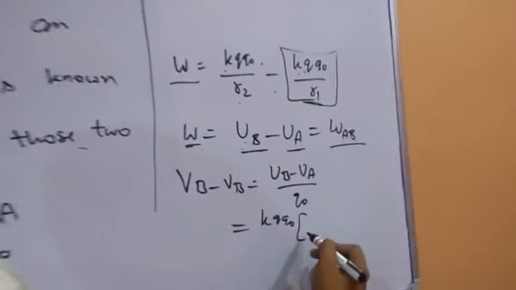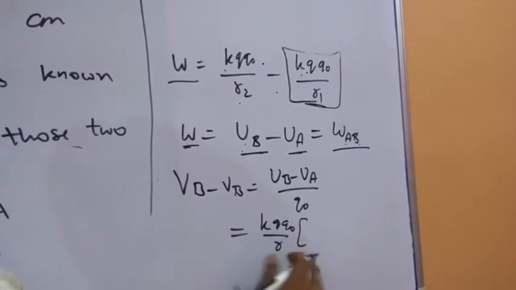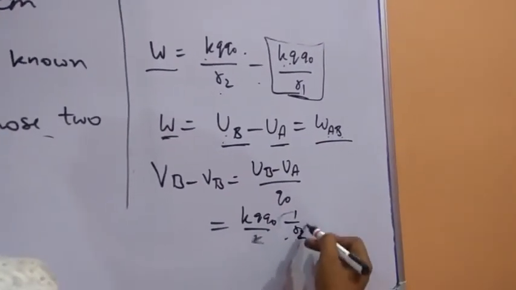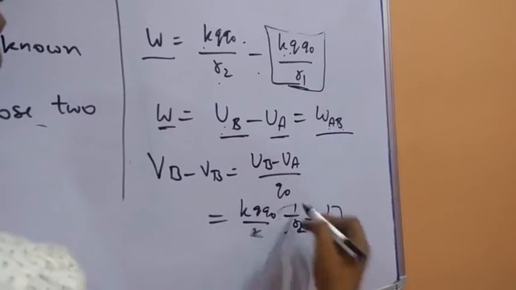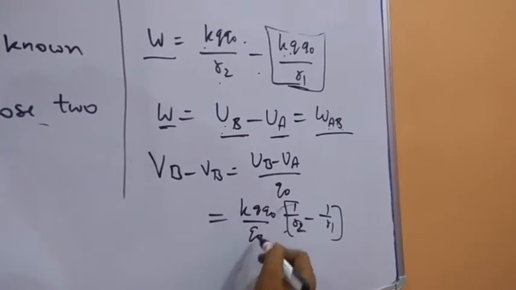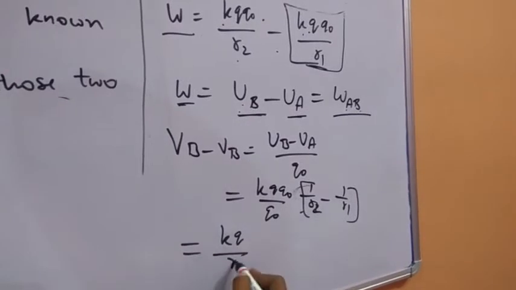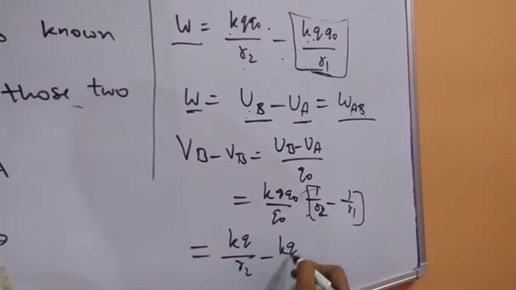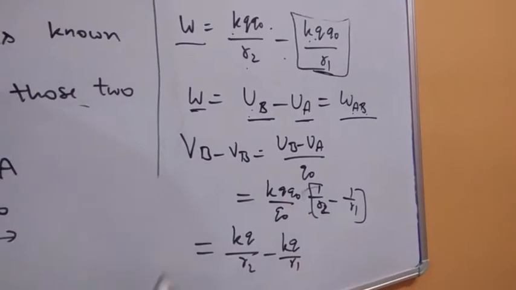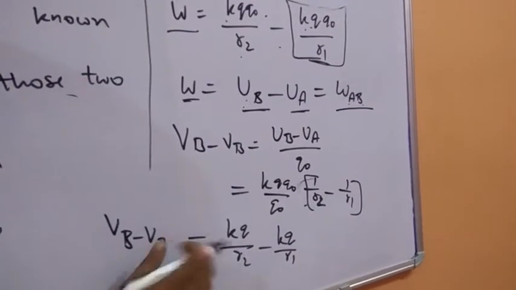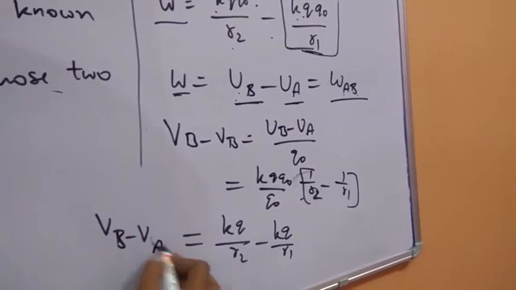That is equal to Q naught by 1 by R2 minus 1 by R1, divided by Q naught. So we are left with what? KQ by R2 minus KQ by R1. This is net potential difference between those 2 points, VB minus VA.